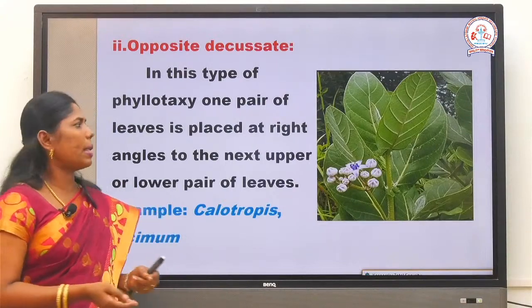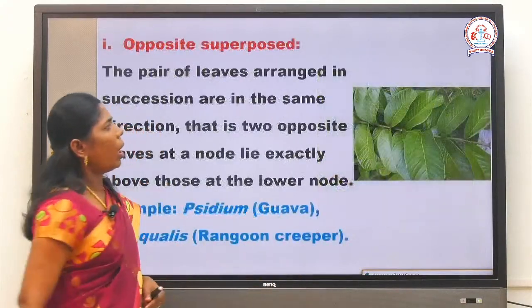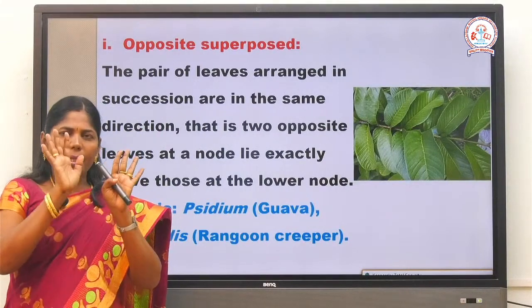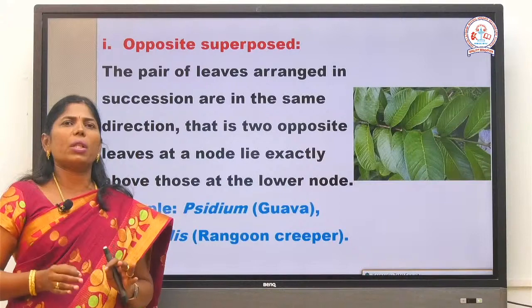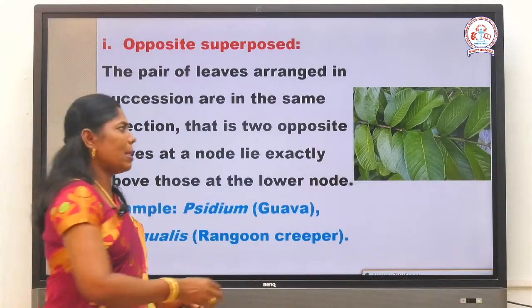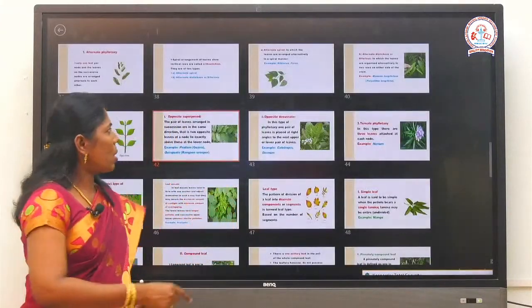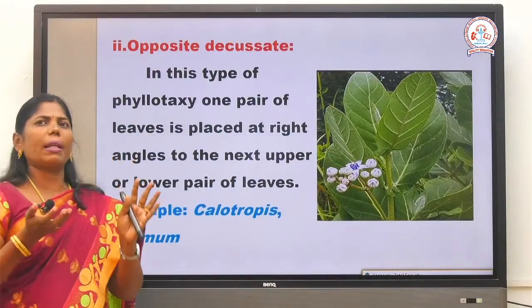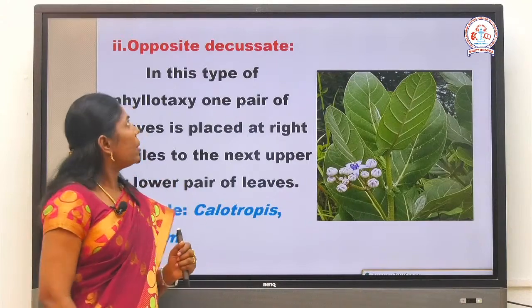The first one we saw was opposite superposed. Superposed means they are in the same manner, everything is arranged in the same manner. But here it is not like that. One row is at a right angle to the other row. Okay, so next one.